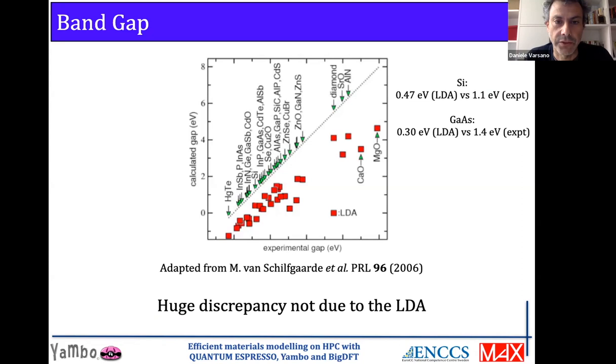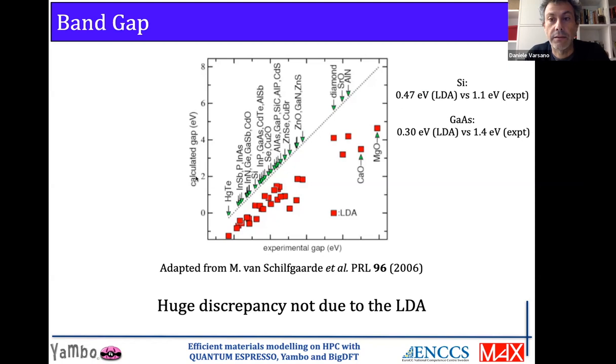As I said before, we can calculate with great accuracy the structures of the system, lattice parameters, but if we want to calculate the gap of a semiconductor, here, taken from the famous Van Schilfgaarde paper, we have the experimental gap as a function of the calculated gap. Here, this is LDA. We have a huge discrepancy, about 50 to 100% error. Okay, LDA, we know, is not one of the most sophisticated functionals.